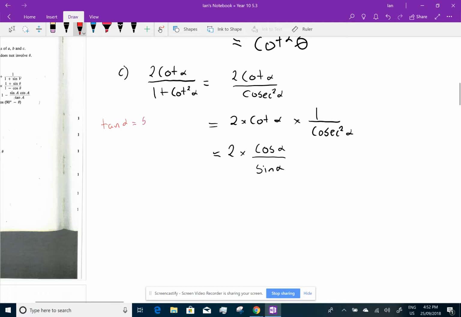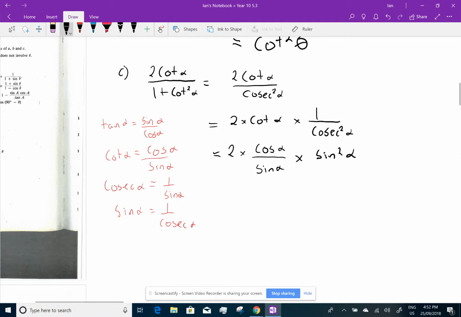Tan alpha equals sine alpha on cos alpha. So therefore cot alpha is a reciprocal, so it's cos alpha on sine alpha. Now, the same with cosec. So if cosec alpha equals the reciprocal of sine alpha, well then sine alpha equals the reciprocal of cosec alpha. So I can write that now as sine squared alpha.